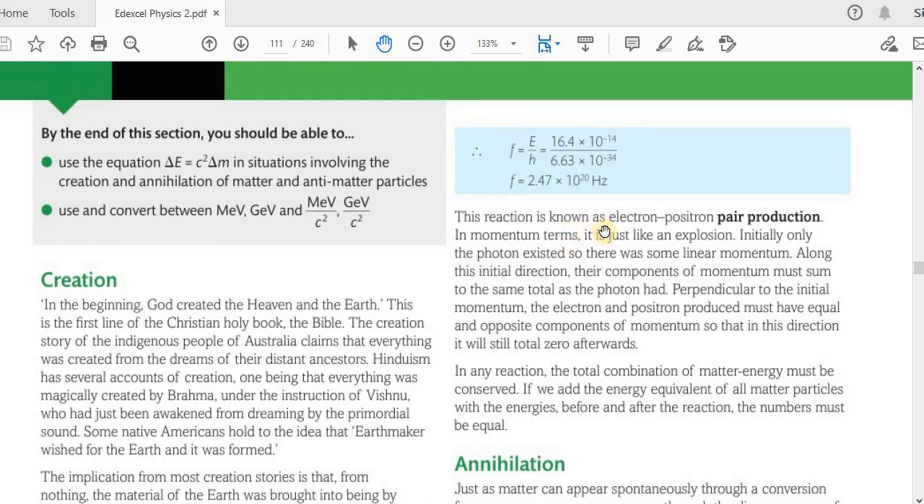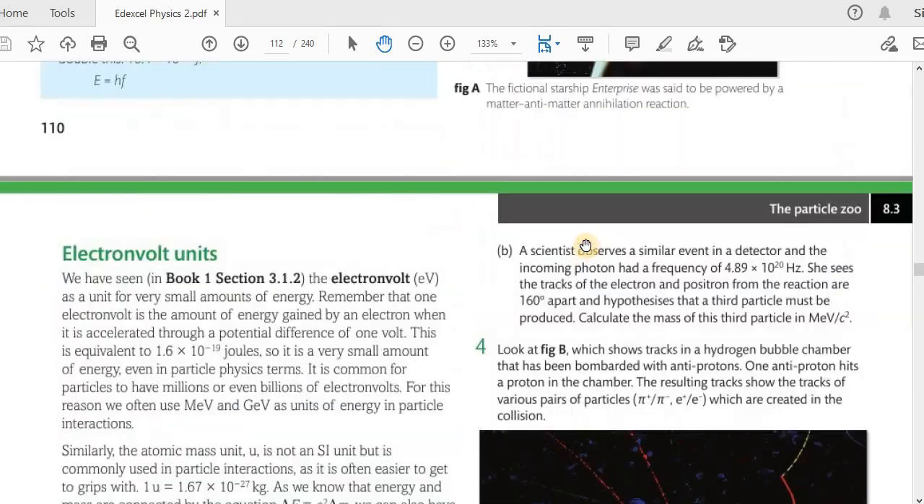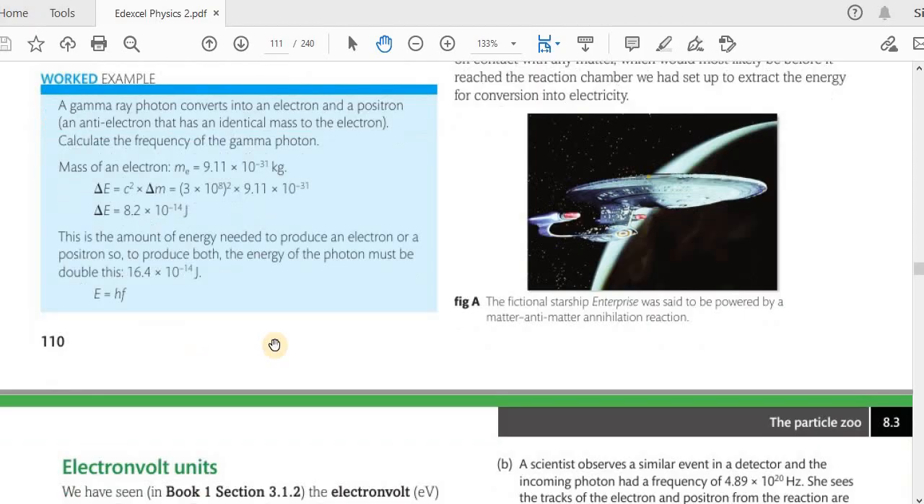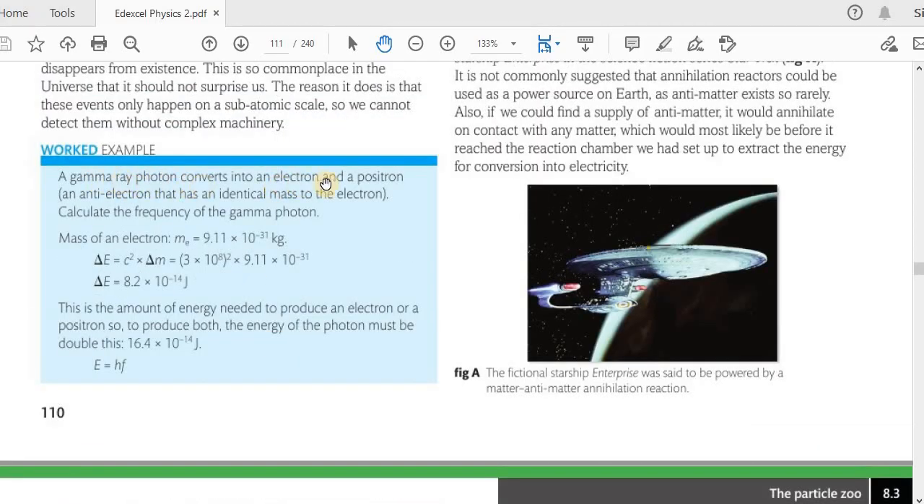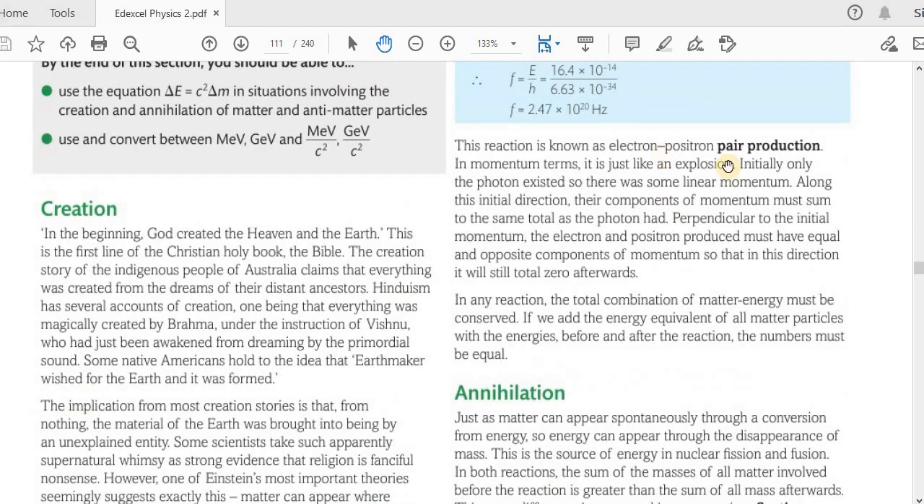This reaction is known as electron-positron pair production. If you go back to the definition, a gamma ray photon converts into an electron and a positron. Calculate the frequency of the gamma photon. So basically what we saw here is the reverse of this. Here the arrow is this way, but in this question the gamma ray photons get together and form the electron and the positron. That is what we call electron-positron pair production.